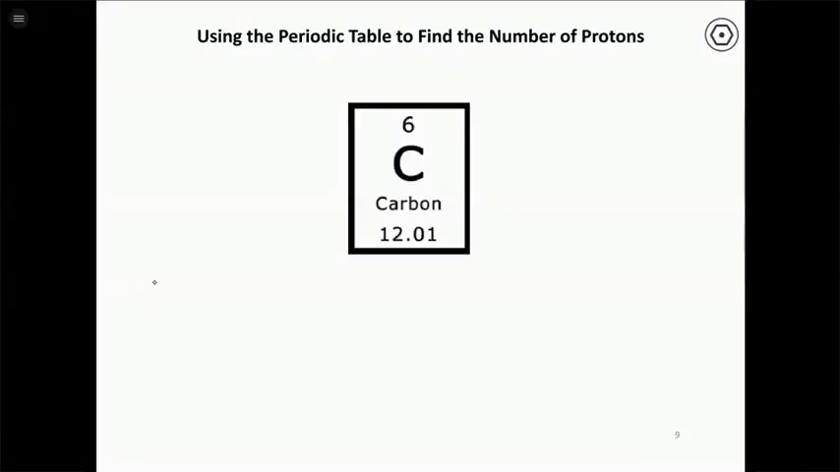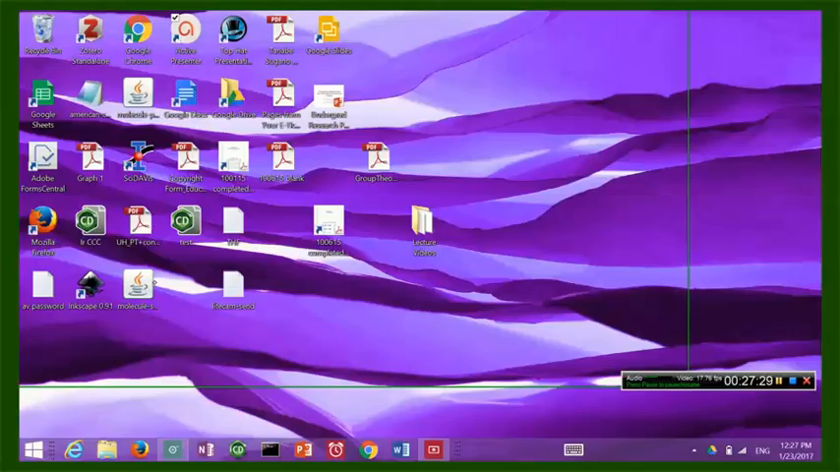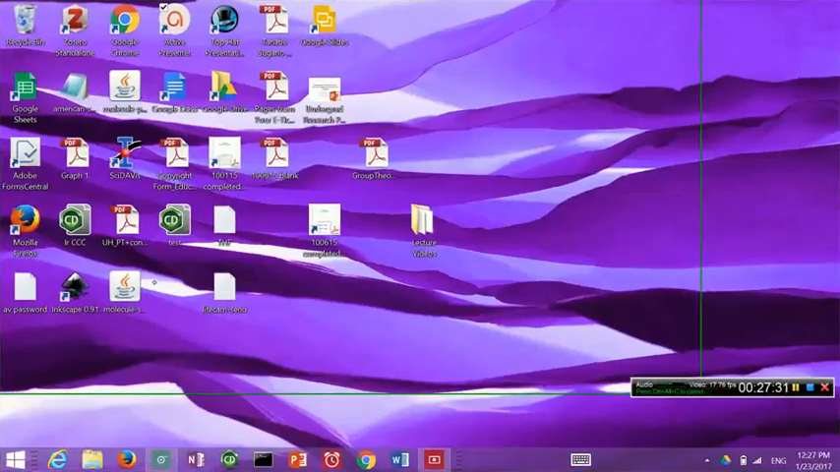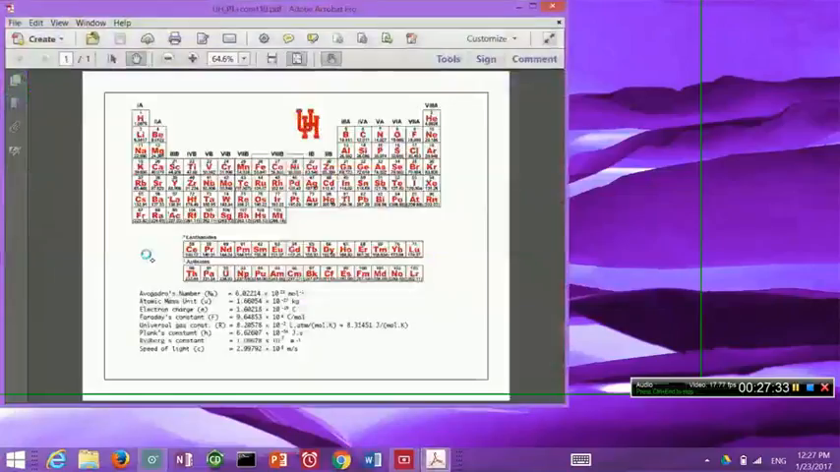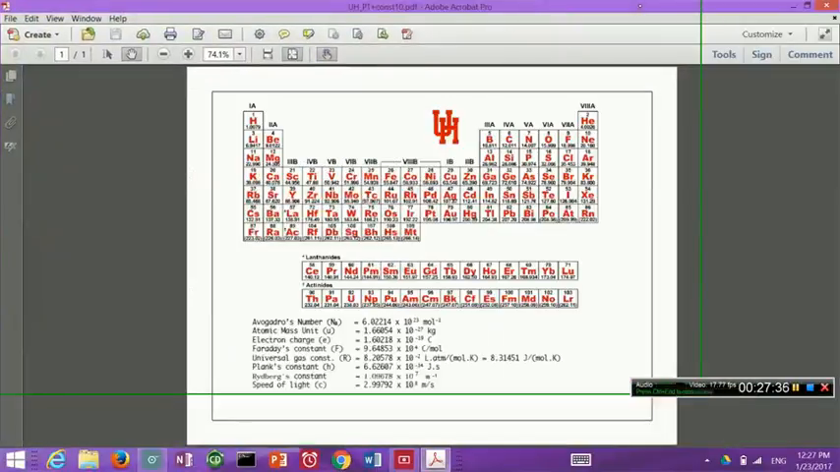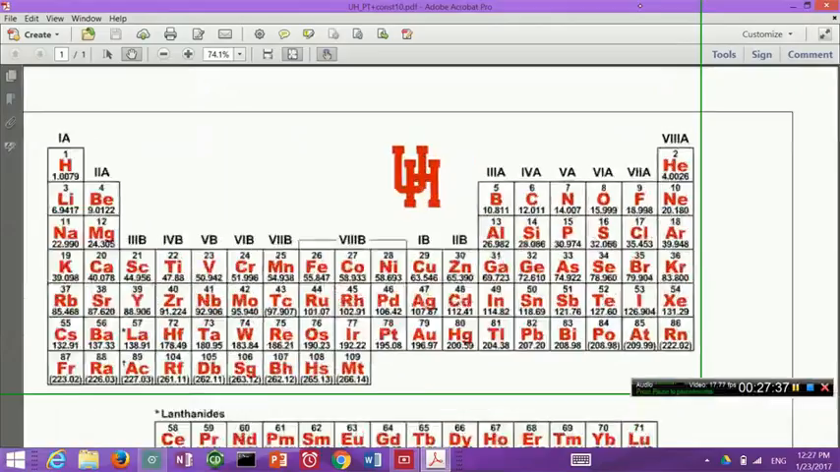So if you look at a typical entry in the periodic table, it's going to look something like this. You have the atomic symbol in the middle, and then you have some numbers above and below. Now, as I'll show you here in a second, the periodic table that we use looks a little bit different. We don't have the name of the element, and so this is why.